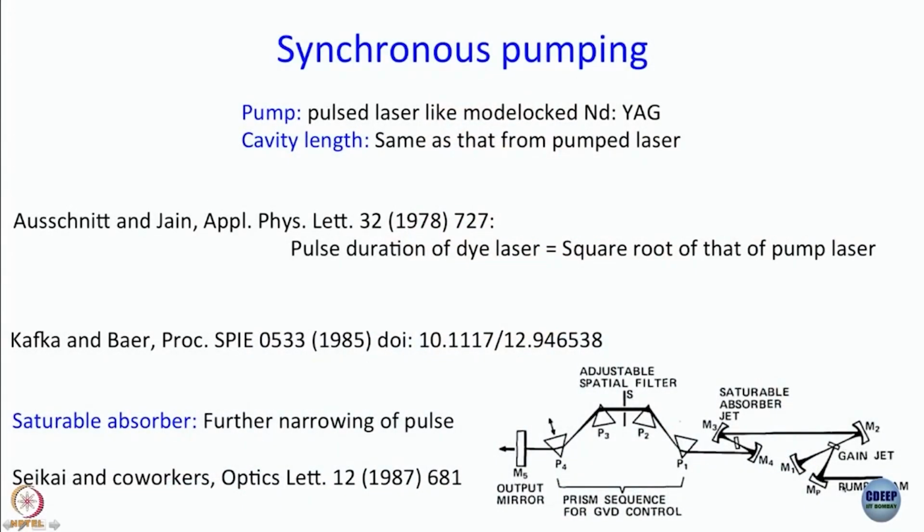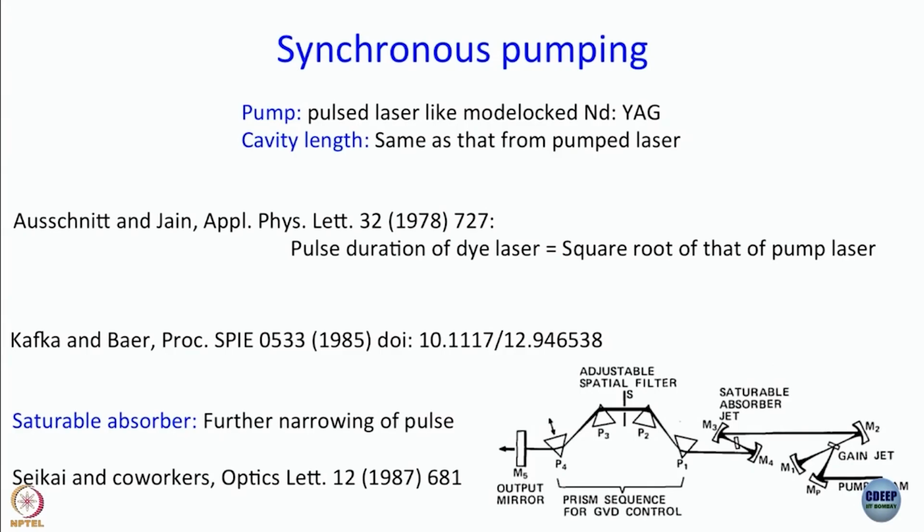And then here you have this gain jet, and here do you see there is a saturable absorber jet. What is that? DODCI once again circulated in the same manner. Now you see this rhodamine 6G is already pulsed, and you know how good the pulse can be. What did you say? 220 femtosecond or something like that.